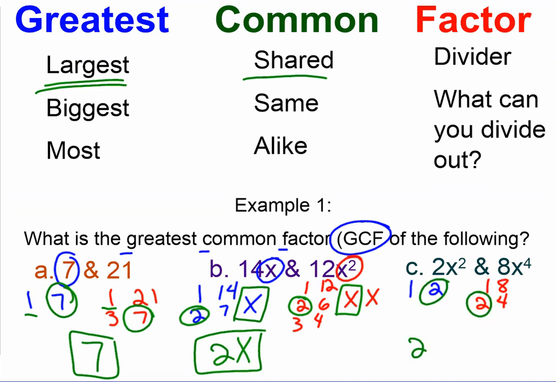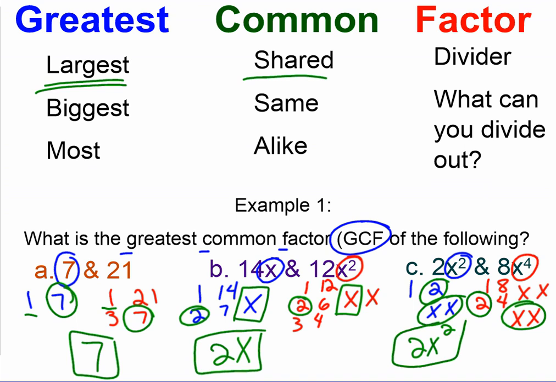I know the greatest common factor for part C is going to be 2, and then I do the variables. This right here has 2 x's. And this one right here has 4 of them. So if I had to say the greatest common factor for my variables, it's going to be 2 x's that I can take from both. Now when I write x times x, it's written as x squared.